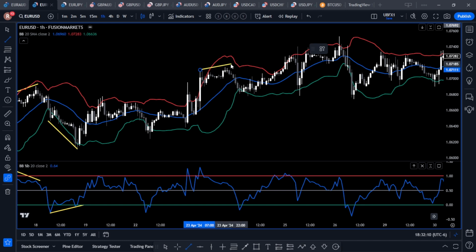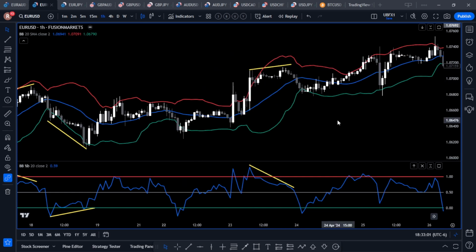So we have a high followed by a slightly higher high. And on the percent B, we've got a high followed by a corresponding lower high. So this high is right in here on the percent B indicator. This high is right in here on the percent B indicator. And then from here, you would trade the divergence like you would trade any other kind of divergence.